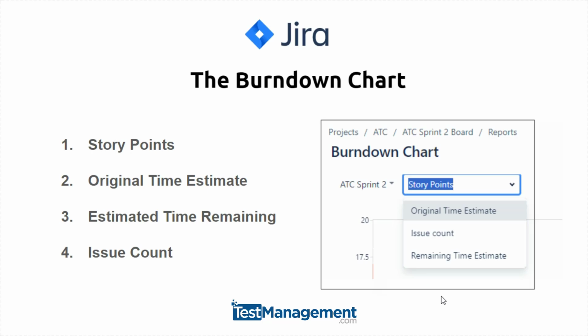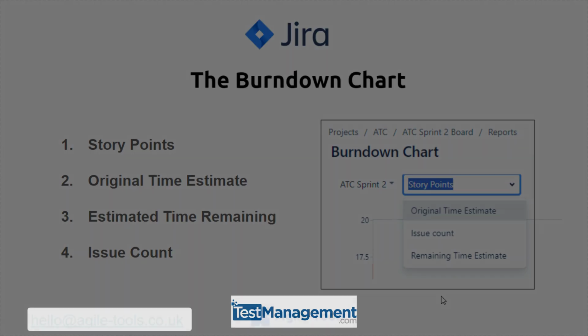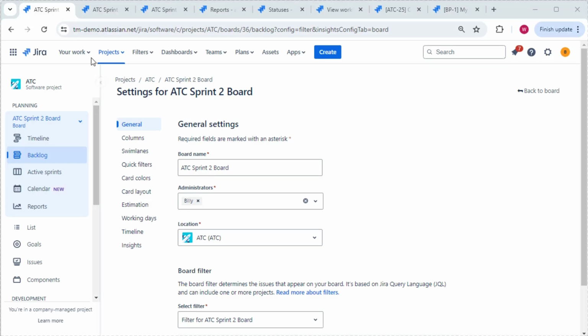We can use it to track based on story points, original time estimate, estimated time remaining, and issue count. And I'm going to show you how to configure for each of these 4 different setups, and we're going to look at how all of the different elements in Jira interact in order to represent that estimated and actual work on the Burndown chart. So throughout this video, I'm going to have 4 tabs open in a browser because there are 4 different areas of Jira that interact to make up what's displayed on the Burndown reports.